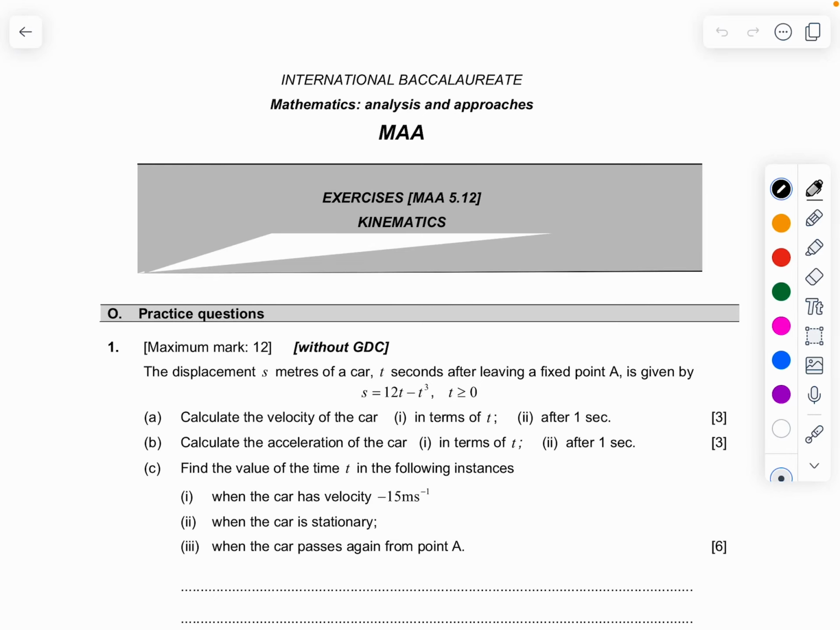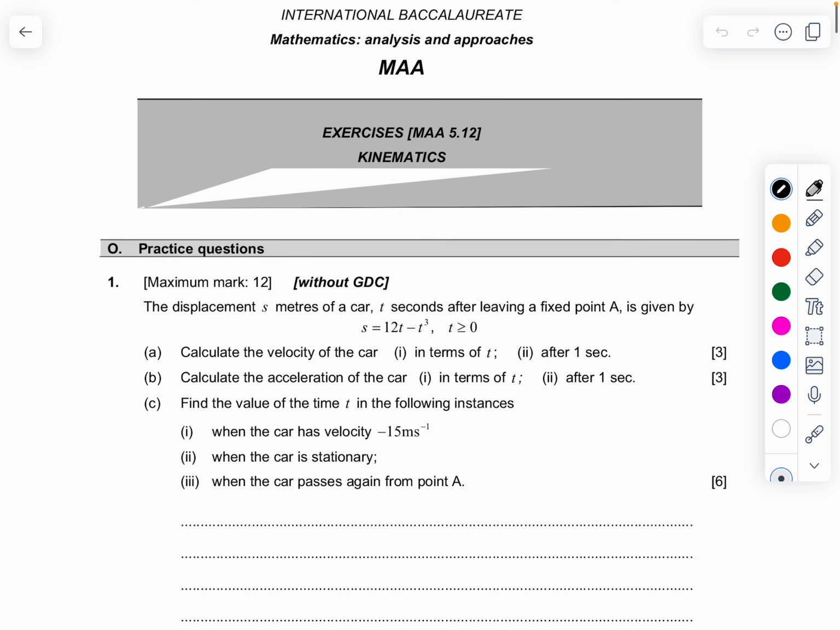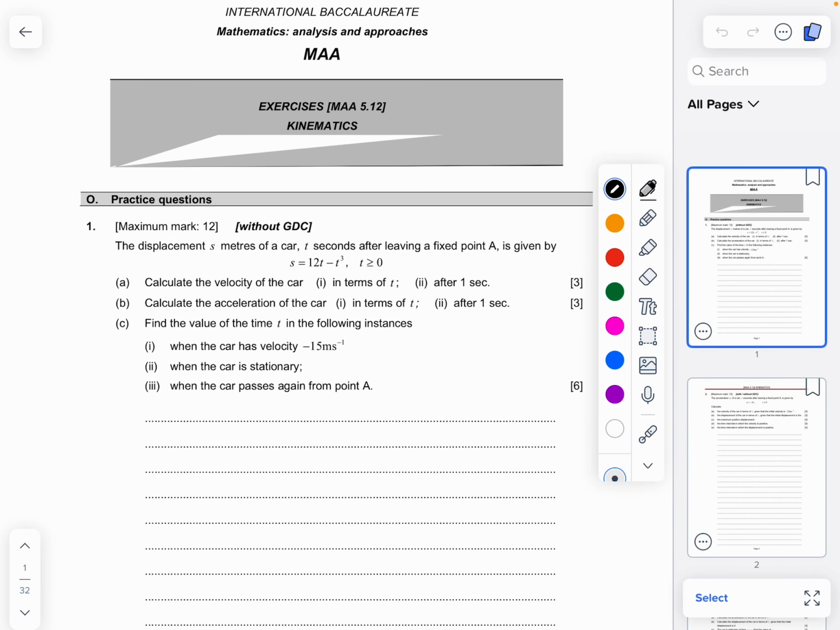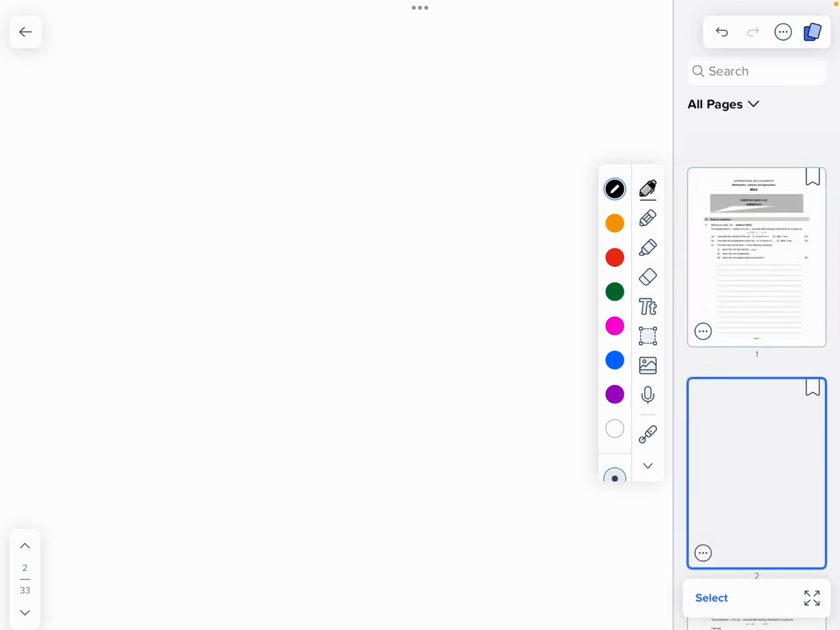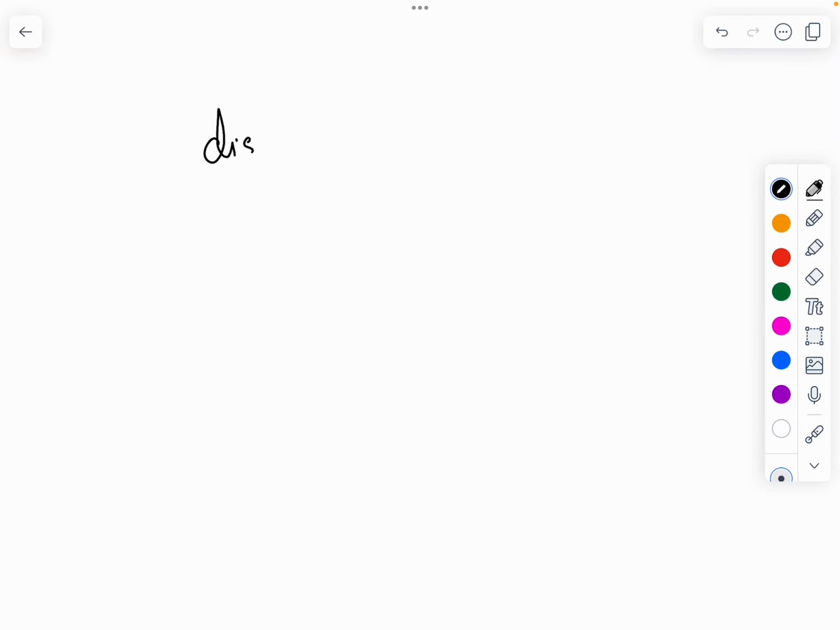Welcome to the video. This is 5.12 kinematics. It deals with velocity, acceleration and displacement. Before we start the video, we should learn some basic things. What is that? We have displacement.